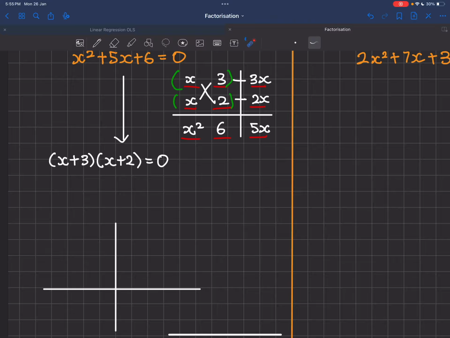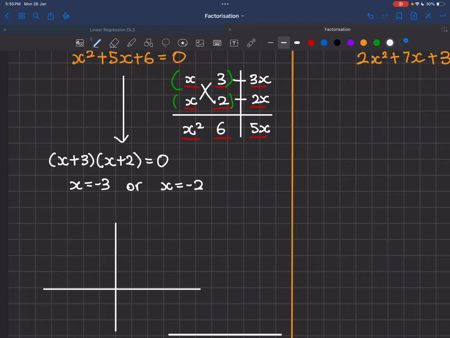Have a think. If this is 0, it doesn't matter what this is, right? Because 0 multiplied by anything here is 0. So as long as this is 0, this can be anything. Similarly, if this is 0, this can be anything. So what are the two values of x? X is negative 3 or x is negative 2.